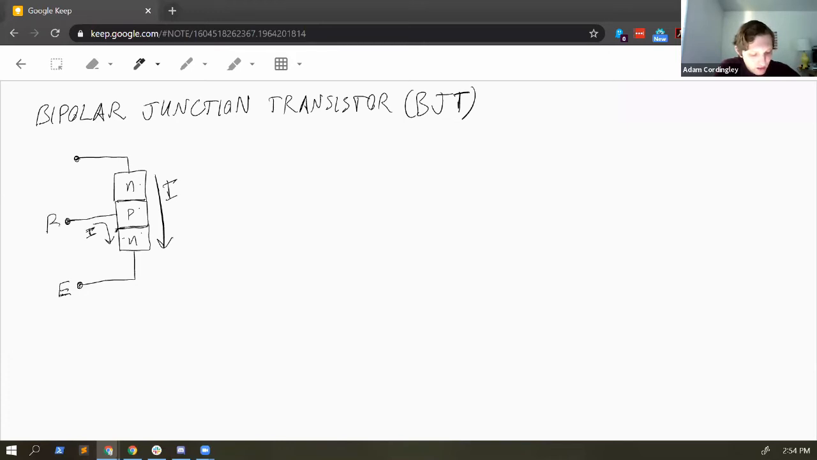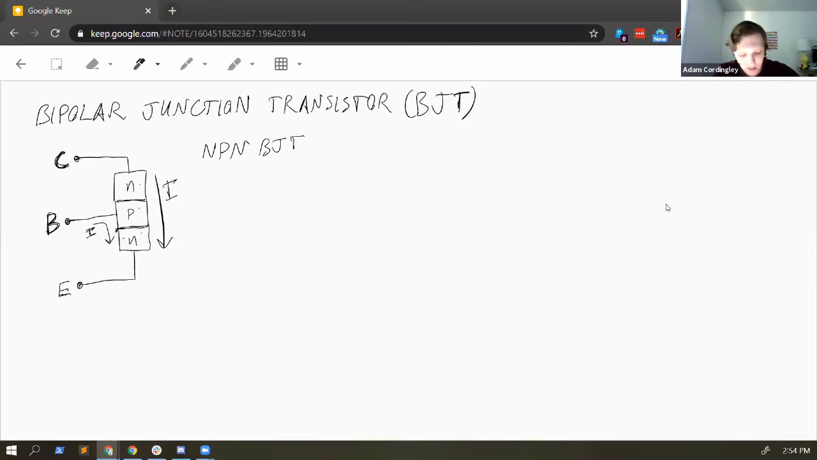We would call this terminal the base, and this terminal up here we call the collector. I don't actually know the reason for those terminologies, but those are the terminologies. We call the top the collector, base, and emitter. And this would be called an NPN BJT.